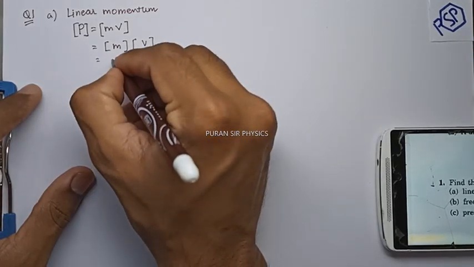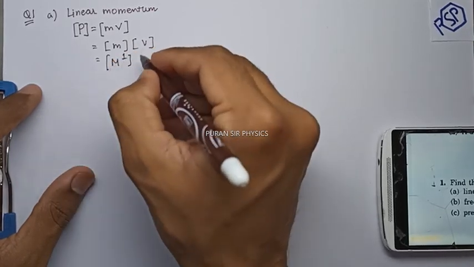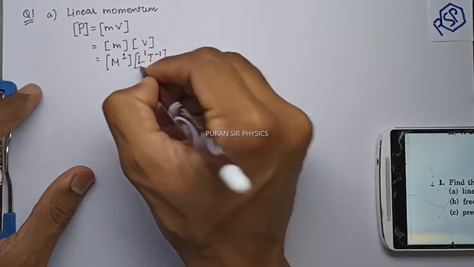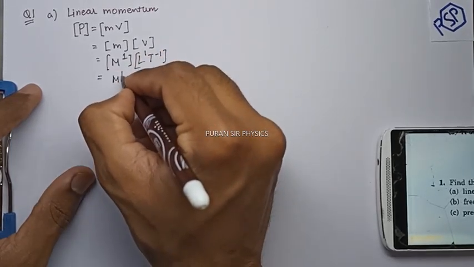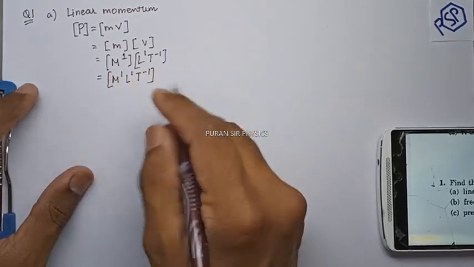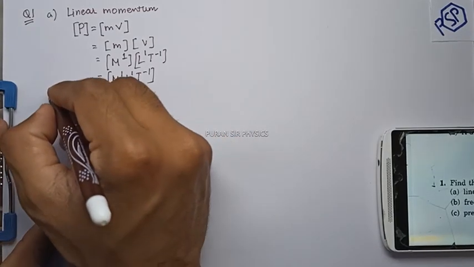The dimension of mass is m raised to power 1, and the dimension of velocity will be L raised to power 1 t raised to power minus 1. So from here we can say m raised to power 1 L raised to power 1 t raised to power minus 1. So this is the dimension of linear momentum.